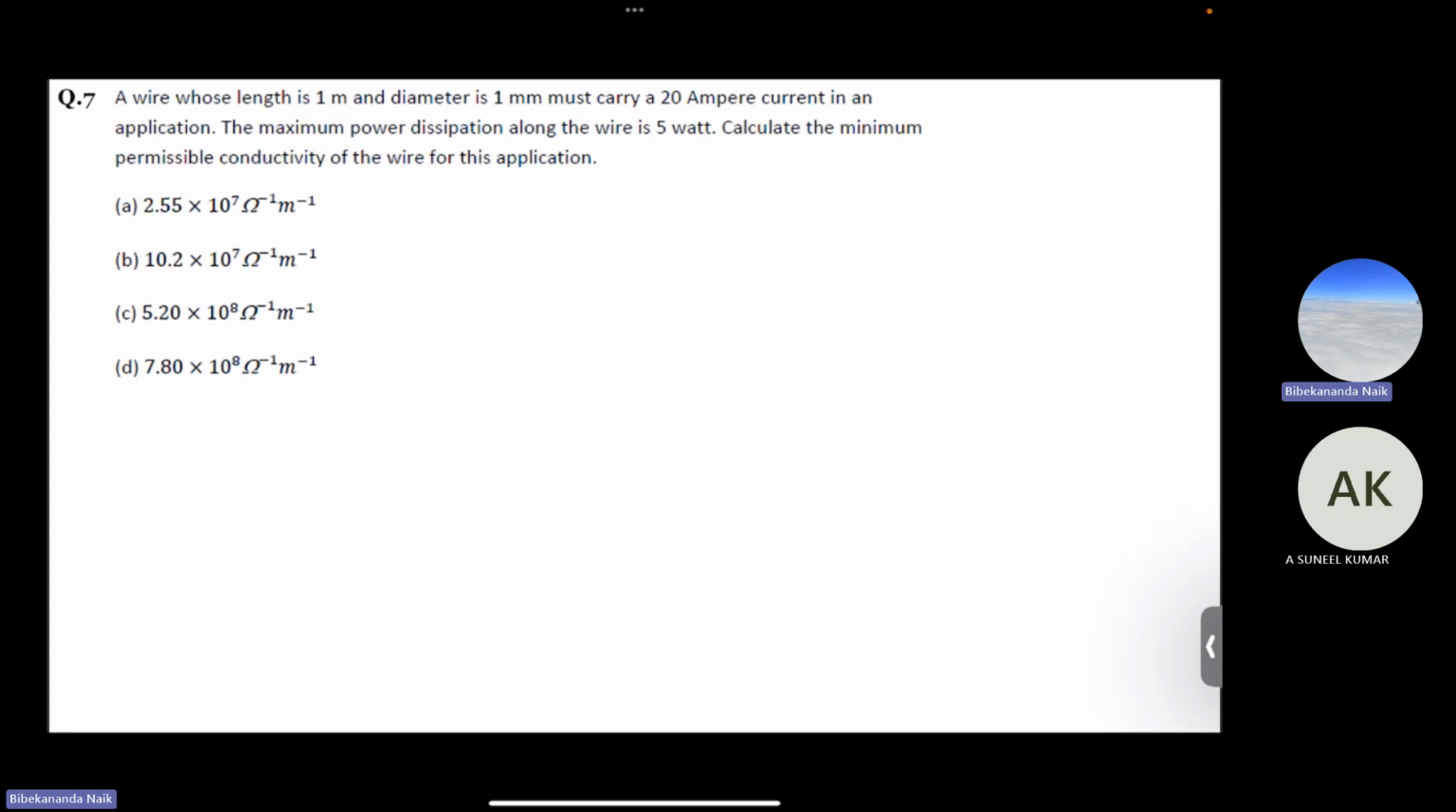The maximum power dissipation along the wire... Repeat, it is not visible, sir. 5 watt. Okay. Now it is visible. Yes.